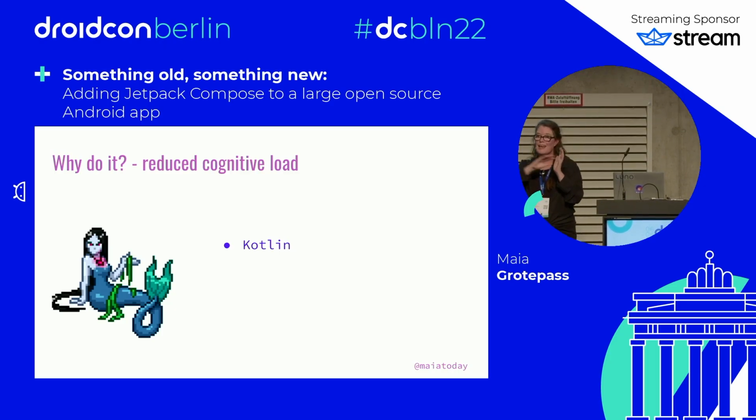If I can have everything in Kotlin, if I can have my build scripts, KTS Kotlin files, my UI in Kotlin and all of my code in Kotlin, it's like I only have to load one language into my brain, and that means I get less of a context switch. That would also be a reason why I would consider putting Compose into an app.